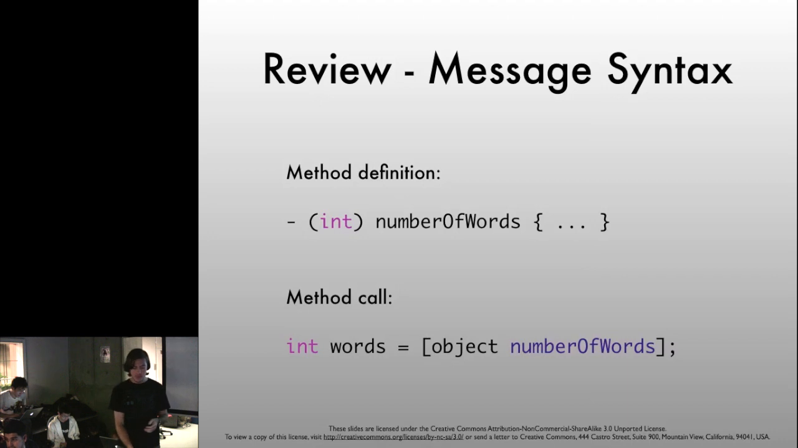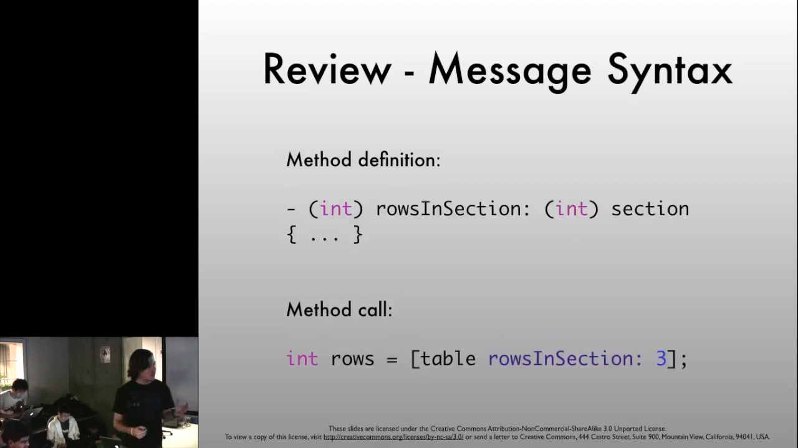Cool? Okay, and here is an example one-parameter method call in Objective-C. Again, we have the minus sign to indicate this is an instance method, the return type in parentheses, then the name of the message followed by a colon to indicate that the next thing is a parameter. When we declare the method, we say the type of the parameter, and then a name for the variable that's going to be that parameter, and then again, in curly braces, the body.